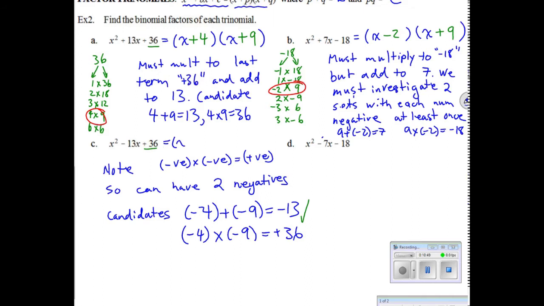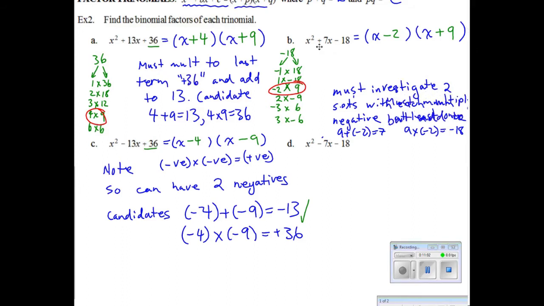So now let's go and set up our brackets. So we've put our brackets with our empty spaces, and then we're going to put in negative 4 and negative 9 as our answers. So guess what? We're good. Now for the last one.